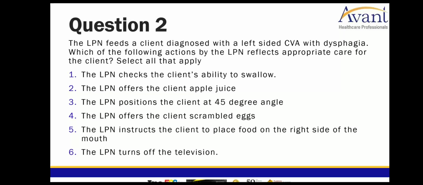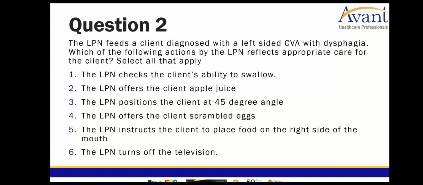Okay, so hopefully you're back after taking the time to read this question and evaluate it. The LPN feeds a client diagnosed with left-sided CVA with dysphagia. Which of the following actions by the LPN reflects appropriate care for the client? Select all that apply. So let's evaluate this question first and look at some definitions. So we're looking at appropriate care for a client who what? Who had a left-sided CVA. And dysphagia is a key word here. So we need to look at what that means.